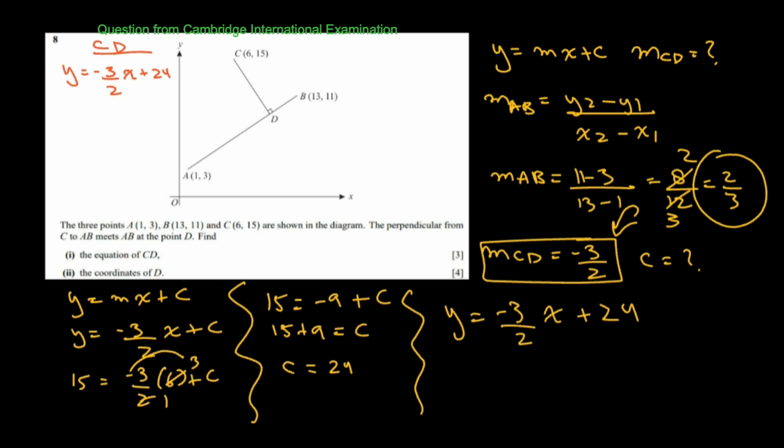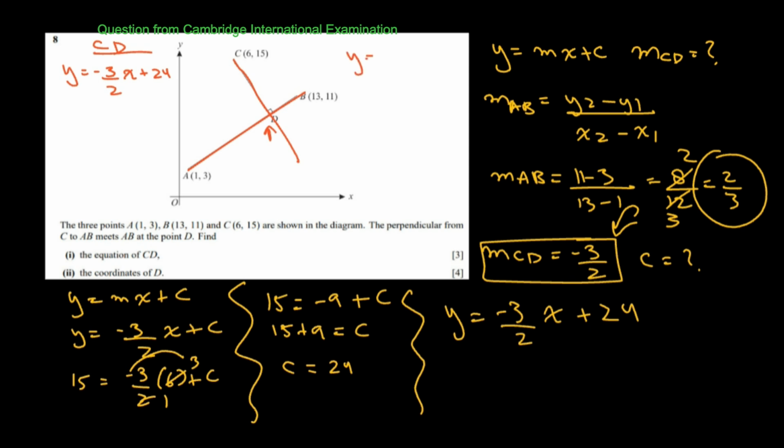Now we need to find the coordinates of D. So you can observe that you have a line segment AB and you have another line segment CD. And the point of intersection of both lines is D. So we have learned that if you need to find the point of intersection of two line segments, you solve their equations simultaneously. So first, we need to find the equation of line AB.